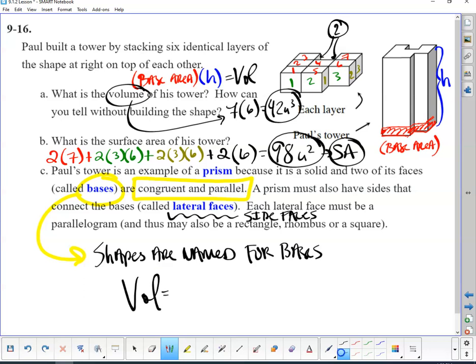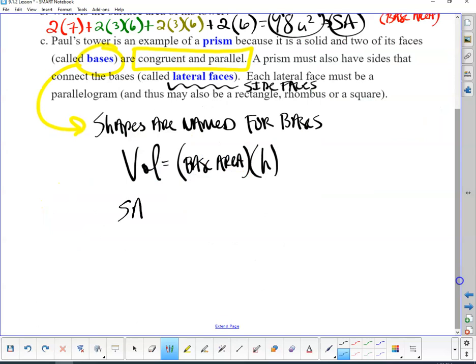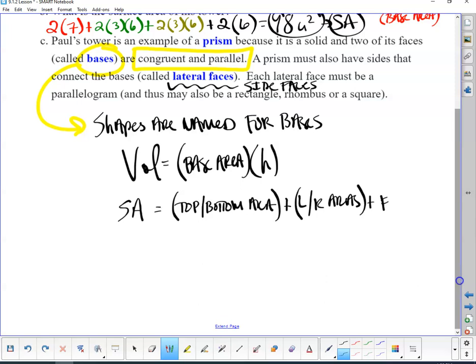But please remember that volume is equal to the area, otherwise known as the base area, times the height. And the surface area, you just got to look at it and make sure you're adding up all the sides. Top, bottom. So surface area is the top and bottom areas plus the left and right areas plus the front and back areas.